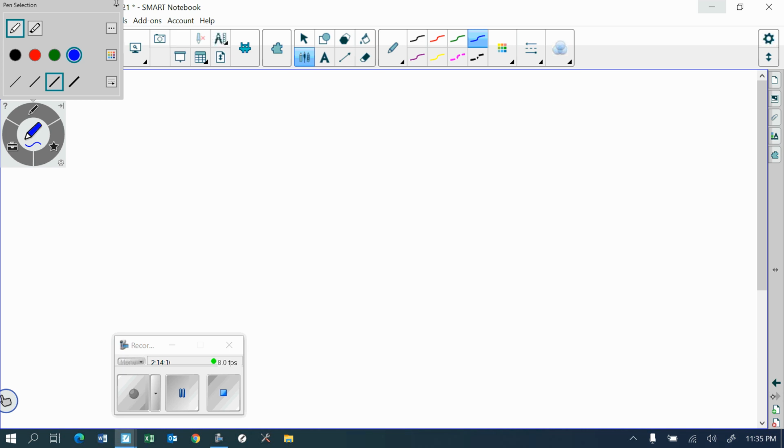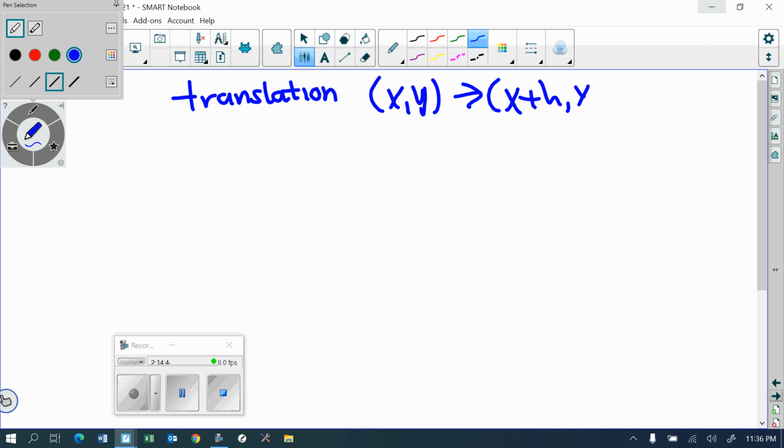Now we get to centroid. I told you I'd get to the centroid. Oh no, I got translation to go. And then I'll talk about dilation real quick as well. Okay, translation. Translation: x, comma, y becomes x plus h, comma, y plus k.